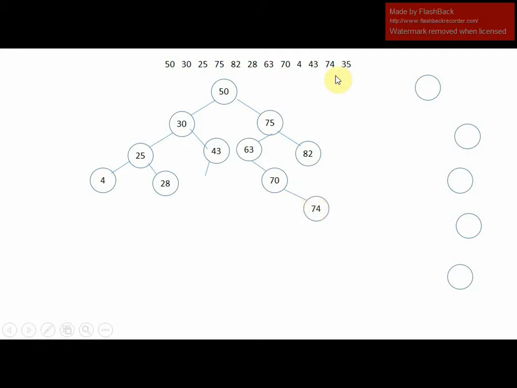Our last number, 35, is less than 50, more than 30, so we start going right, but less than 43. So you end up with your binary tree in this shape here, having represented the numbers in the array. Okay, so I hope that makes sense to you, and we'll give you some more examples in a second and you can try them yourself.